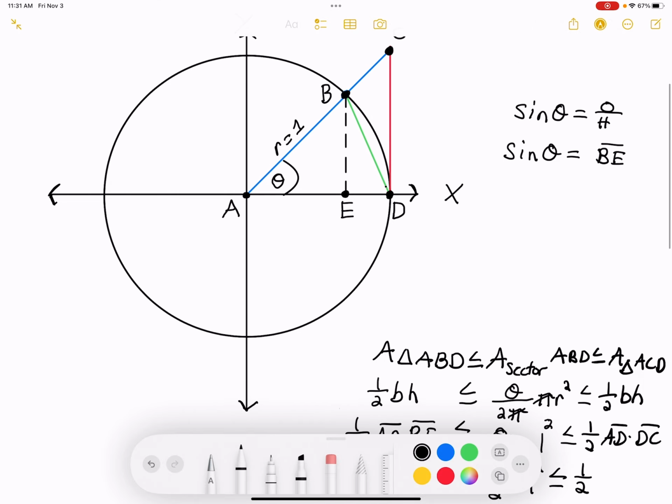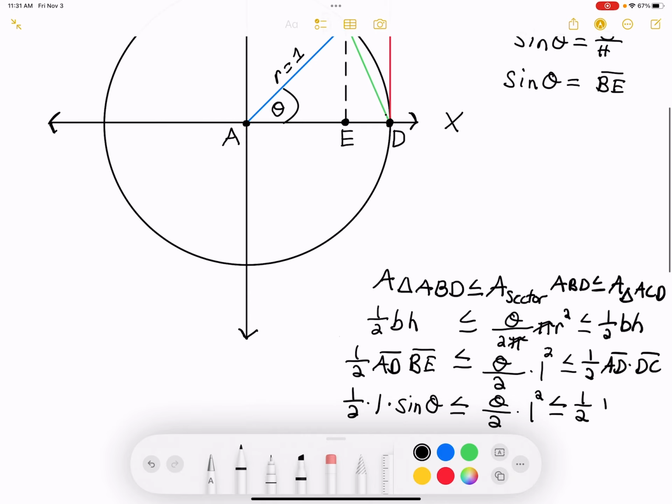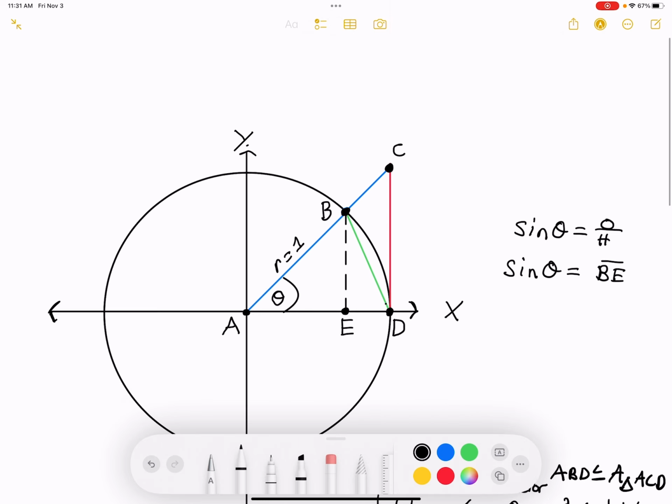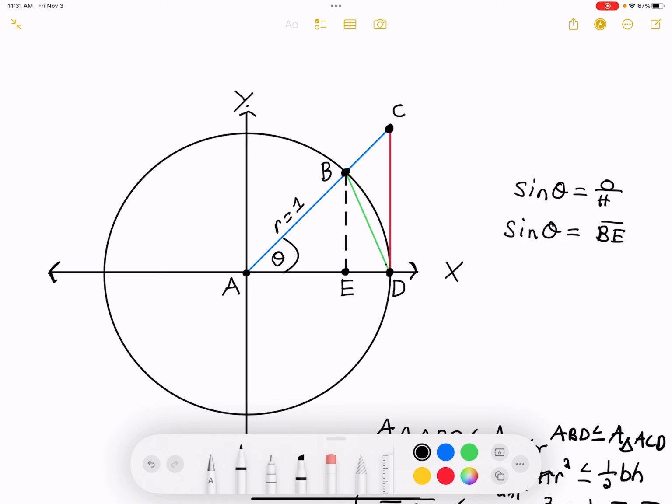You'll notice here for this triangle ACD that the base line AD is also just the radius, it's just 1. And the height is this line segment CD, and we don't know that. So we have to think a little bit more how to figure this out. And you might remember that tangent theta is the opposite over the adjacent.